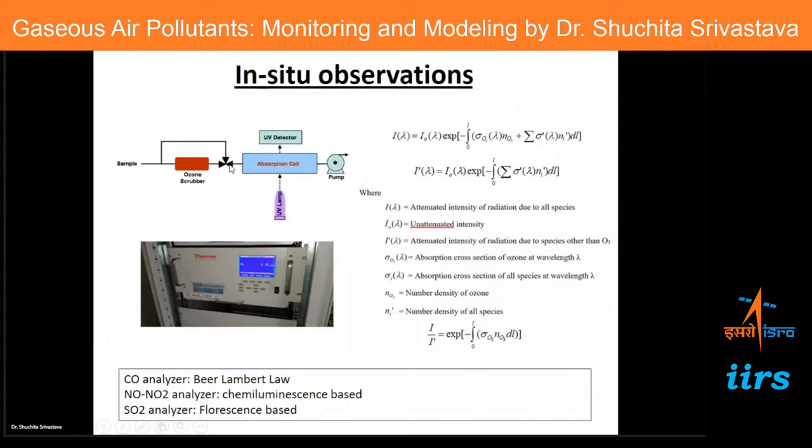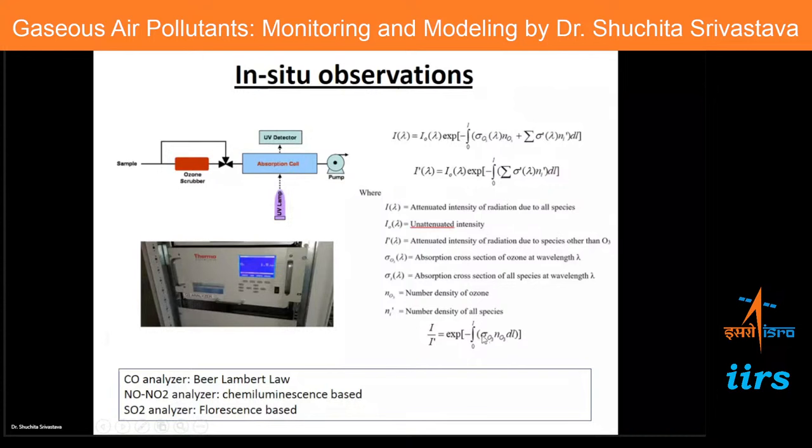Now for the next 5 seconds, the valve will connect to the other path, and air will come inside the absorption cell via the ozone scrubber. The ozone scrubber will convert all the ozone molecules present in the ambient air into oxygen. So when air enters the absorption cell, what will happen? The number density of ozone will become zero, and the intensity measured by the UV detector will be equal to I zero lambda exponential minus the integral from 0 to L of sigma dash lambda n dash n I dash into dl. This means only the other species present in the air parcel will absorb that wavelength, and there will not be any absorption by ozone, right? Now, if we take the ratio of these two intensities, I by I dash, it will be equal to exponential minus the integral from 0 to L of sigma ozone, number density of ozone into dl.